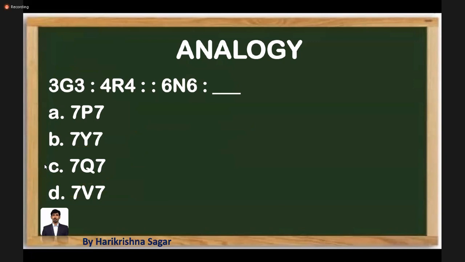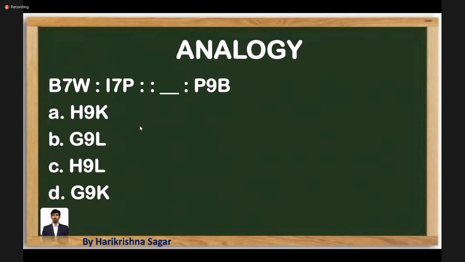Look at the next question available on the screen. 3, 3, 4, 4, 6, 6. Then the next one is 7, 7. Right? So what is happening here? G is the 7th alphabet, R is the 18th alphabet. What is the increase? Increase is 11. N is the 14th alphabet. If you increase by 11, it will be the 25th alphabet. What is the 25th alphabet? Y. Answer choice is 7 by 7.